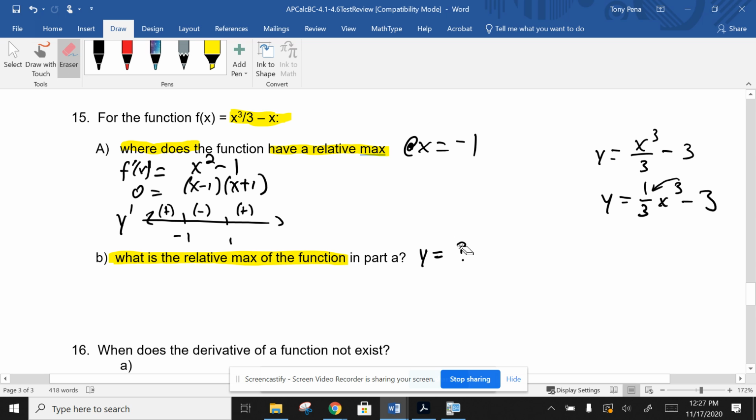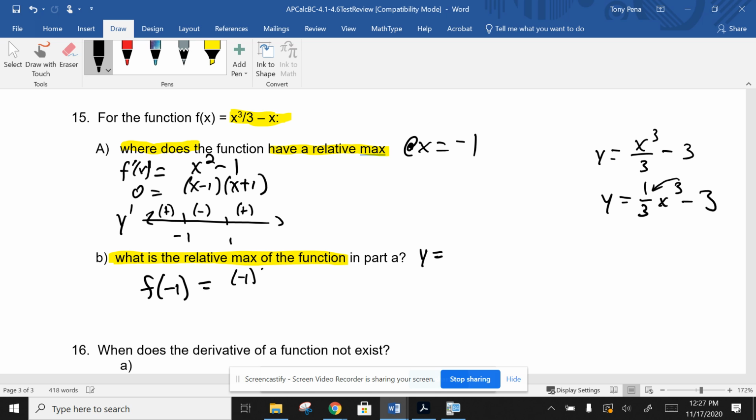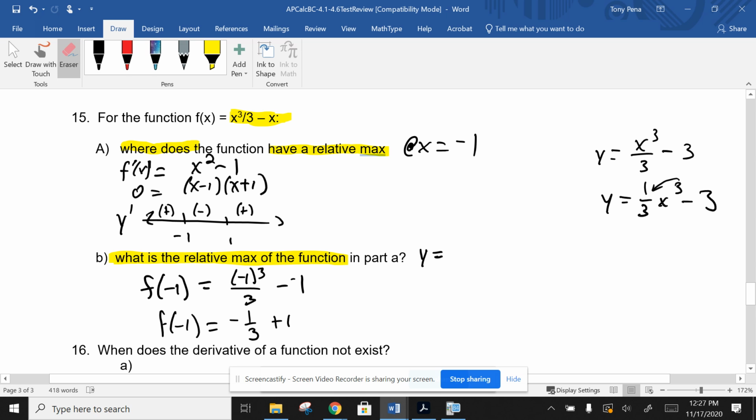The relative max, if I'm asking what is the max, now we actually need to figure out the functional value at that negative 1. So that's when you're going to be plugging in to the original function. So let your x be negative 1. And what we find f of negative 1 to be would be what? Negative 1/3 plus 1. So our functional value then is 2/3. Okay.